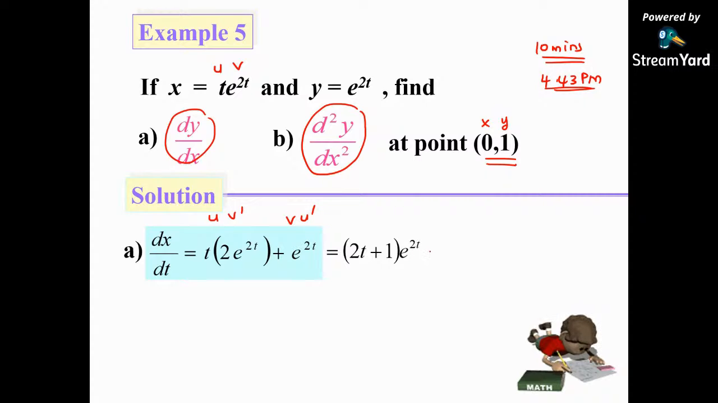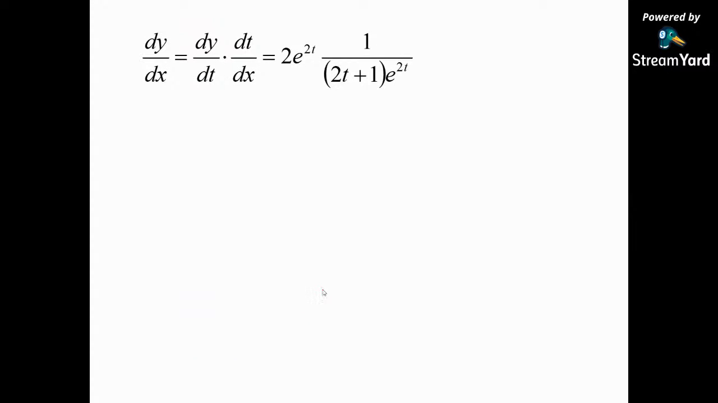So this is dx over dt, and then you're going to calculate what is dy over dt. So dy over dt, we simply copy down the exponent, differentiate the power. So we're going to times them by 2, so 2e^2t. And then to calculate dy over dx, we should use the chain rule for them. So dy over dx is 2e^2t times with 1 over (2t plus 1) e^2t. And then as you can see, you can easily cancel those two. So we got 2 over (2t plus 1).